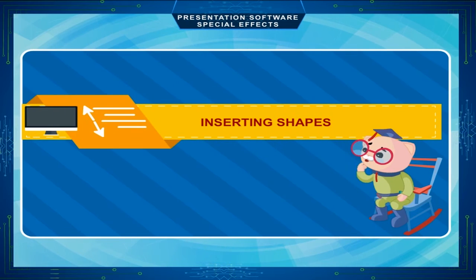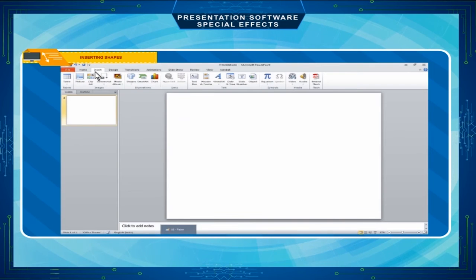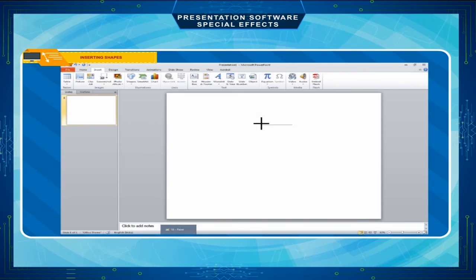Inserting shapes. Shapes allow us to draw different geometrical shapes. Go to Insert tab. Click on Shapes button in the Illustrations group. A pop-up menu will display different shapes like lines, rectangles, flowchart, callouts, etc. Choose a shape and click on it. The pointer changes to plus sign. Place the pointer on the slide and drag it to the desired size.